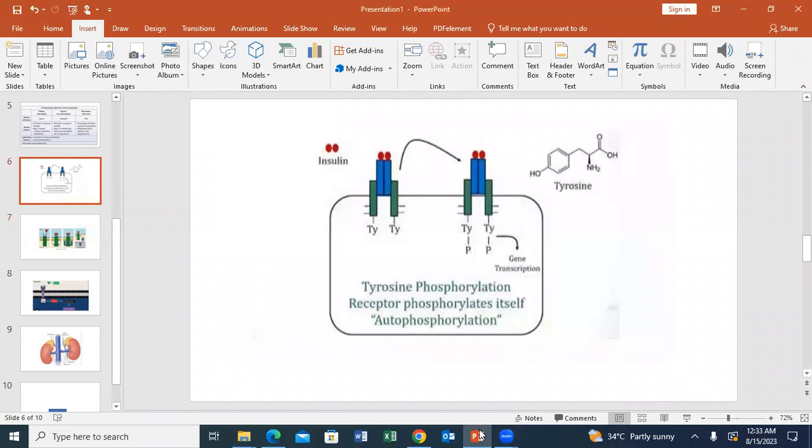So this kind of signaling pathway is used mainly by insulin and the growth factors, right? You can memorize that insulin also has insulin growth factor, although insulin growth factor is related with the growth hormone, but you can memorize it like this: insulin growth factor. That is why all the growth factors use this kind of mechanism.